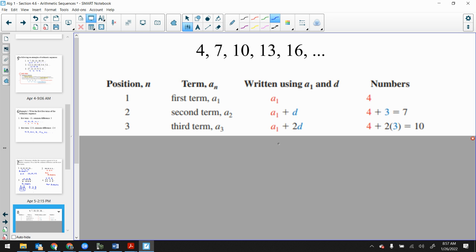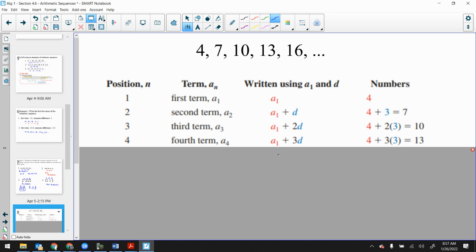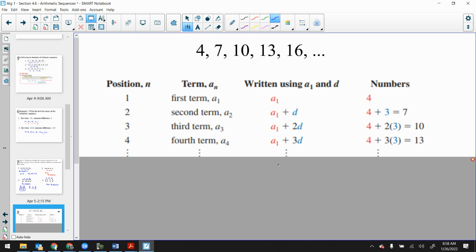How many sets of 3s do I add on to 4 to get 13? 3 sets of 3, which is 9, right? 4 plus 3 sets of 3. And then I could continue that pattern, dot, dot, dot. I could do 5 sets of 3 to get to that pattern. 4 sets of 3, 12, adding on to the 4.